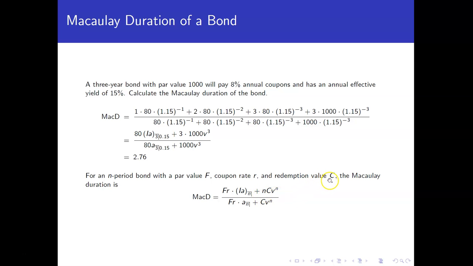For the redemption value, we would want to move it back to time 0. We would multiply it by N, because again, we're doing the weighted average in that case of the times. And then on bottom, we just have our usual formula for figuring out the price of the bond. Coupon is our level annuity amount for N periods, and then plus the present value of the redemption.